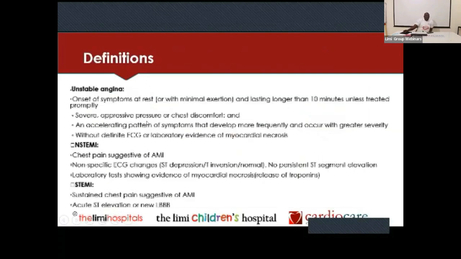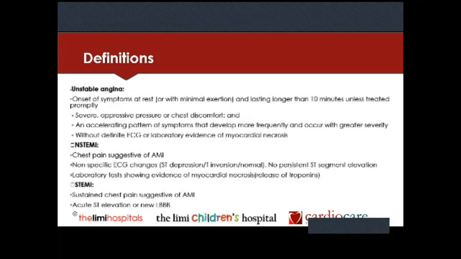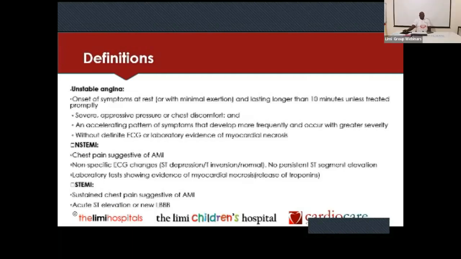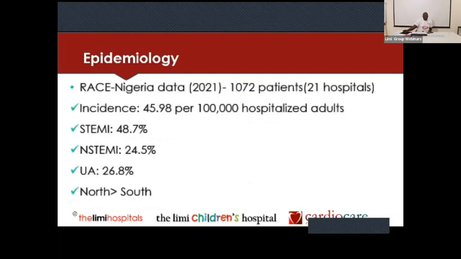Just explaining further what I said: you have onset of symptoms at rest or with minimal exertion. The pain lasts longer now, and for unstable angina, there's no evidence of myocardial necrosis. But when you find cardiac troponin above the 99th percentile of the upper reference limit and there's no ST segment elevation, or you have ST segment depression, the patient has a non-ST segment elevation myocardial infarction. And when you have ST segment elevation or a new left bundle branch block on your ECG, the patient already has a STEMI and should be managed as such.